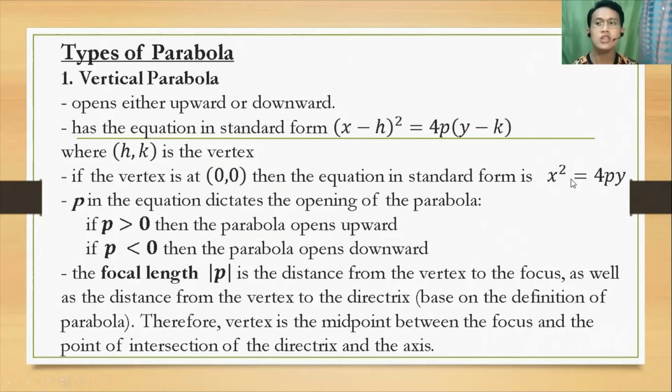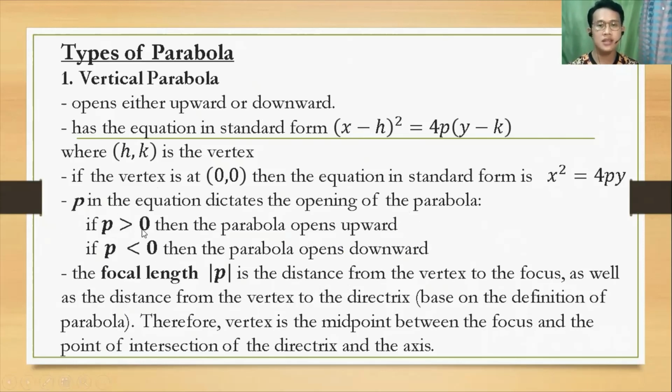And if the equation is jumbled, look at the variable which is squared. As you can see, the value of x will always be squared for the vertical parabola. So you can still rearrange that one if the terms are jumbled. And then p in the equation dictates the opening of the parabola. Yes, you need to take note for this one, guys. This is a very important property.